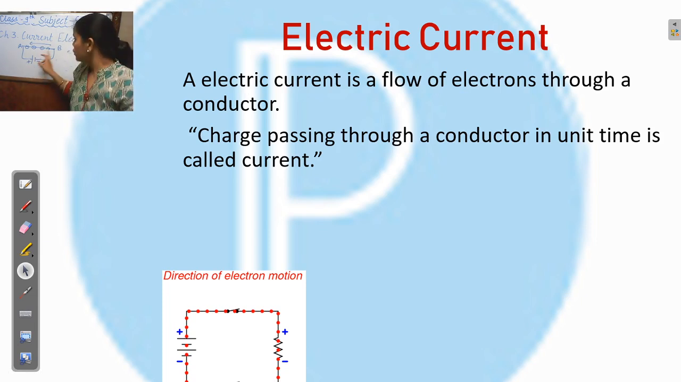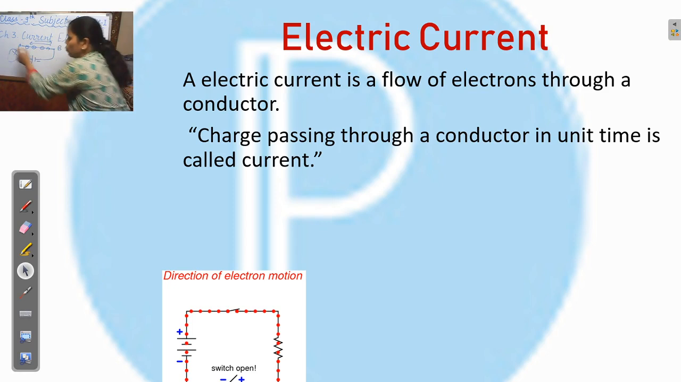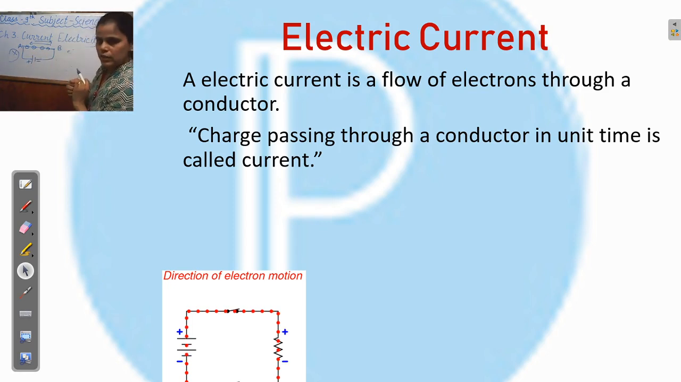Electric current means that when electrons move, the current flows in the opposite direction. If the electrons stop moving, then the current will not flow in this conducting wire. It's clear? So electric current means the flow of electrons through the conducting wire. Understand?